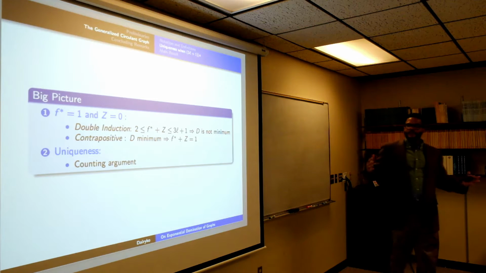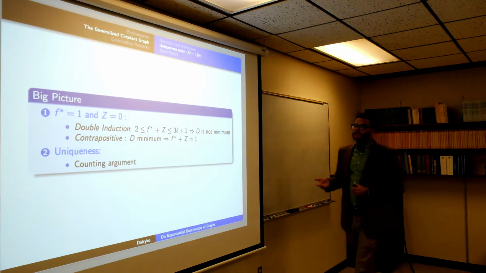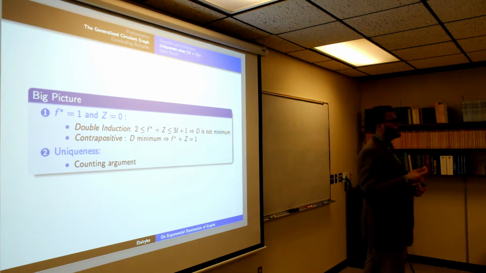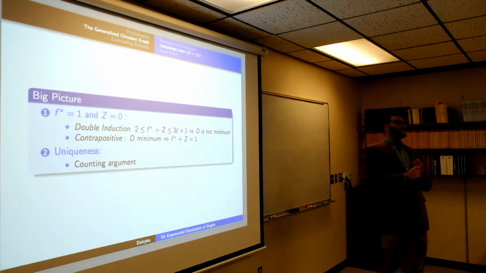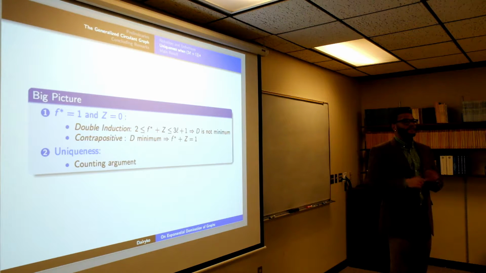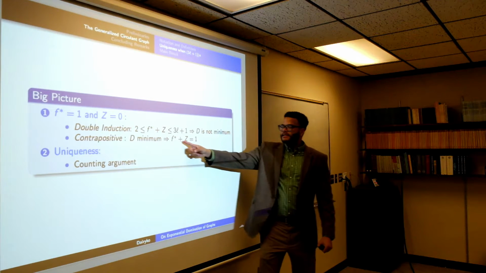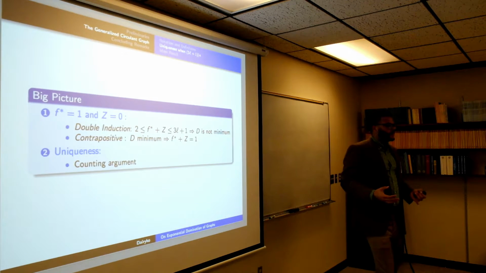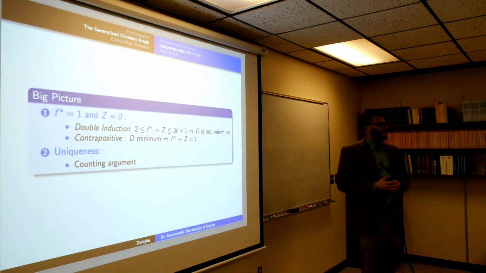All right. So big picture, what did I do for this theorem? To show that f star is 1 and z is equal to 0, I use something called double induction. Specifically, I have f star and z. If I bound that sum above by 3l plus 1, and bound the sum below by 2, I show that D cannot be a minimum porous exponential domination set. So if I take the contrapositive of that statement, D minimum implies f star plus z is equal to 1. And then for the uniqueness, I just have the counting argument, and I'll do a proof by picture on that one. And that will result in the theorem being proved.